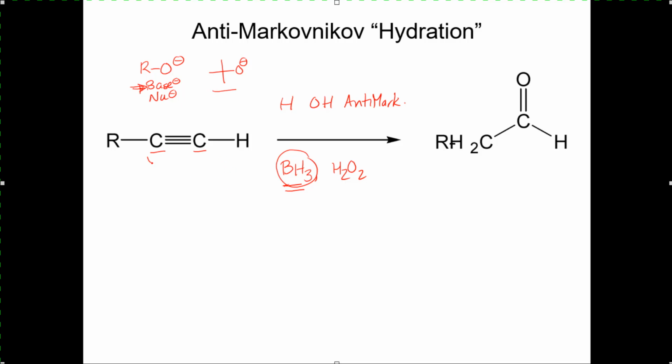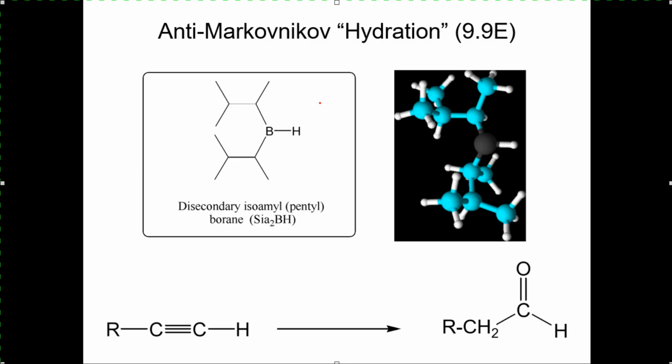If this is sterically unhindered, let's make this guy sterically hindered and force it to add to the end, to add to the terminal carbon. Okay, is there a reagent for that? There's actually a number of reagents for that. This is one. This is disecondary isoamyl borane.